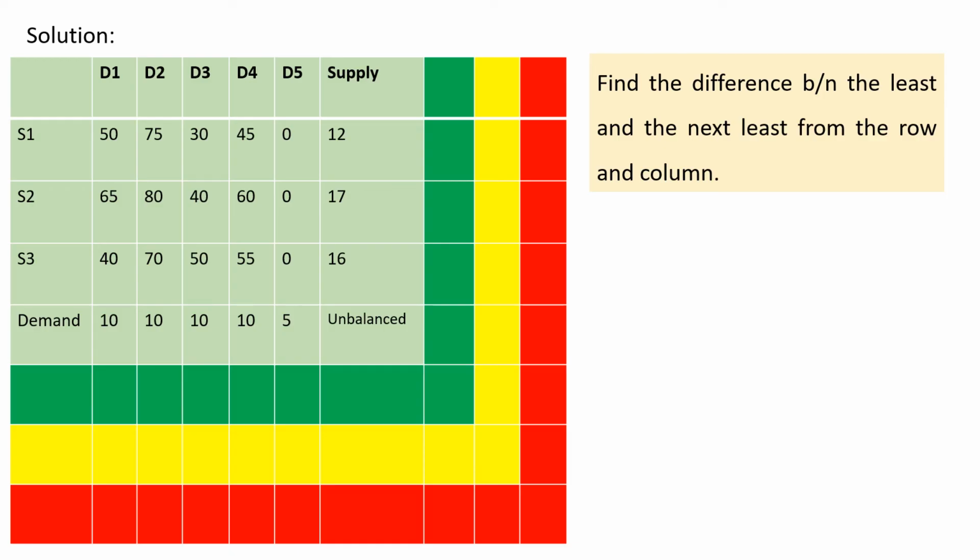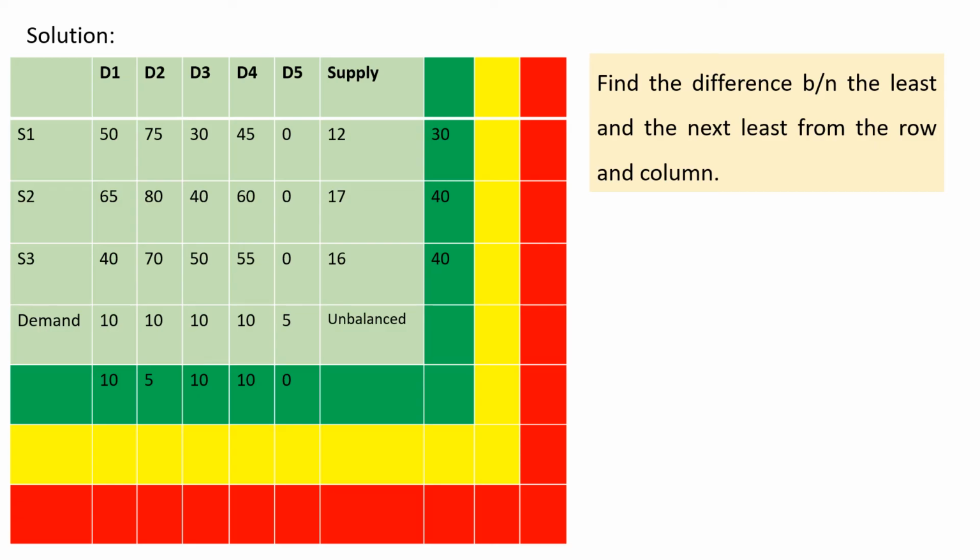From this column, 30 is the smallest, and 40 is the next smallest, so we have to write here 10, the difference. And here the smallest is 45, and the next smallest is 55, so the difference is 10. And from this column, the smallest is 0, and the next smallest is still 0, because there are 3 zeros. So the first is 0, and the next is 0. Their difference is 0. So we have to put 0 like this. So these are the differences.